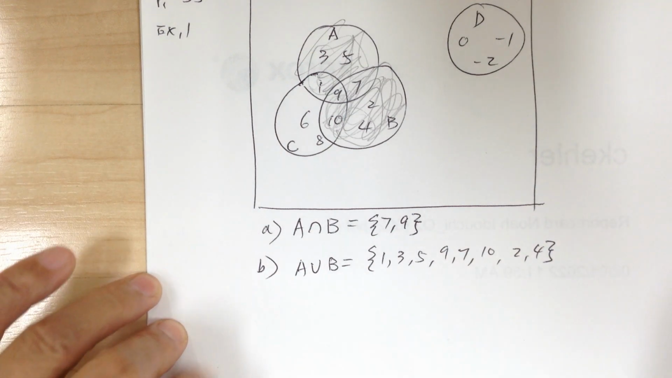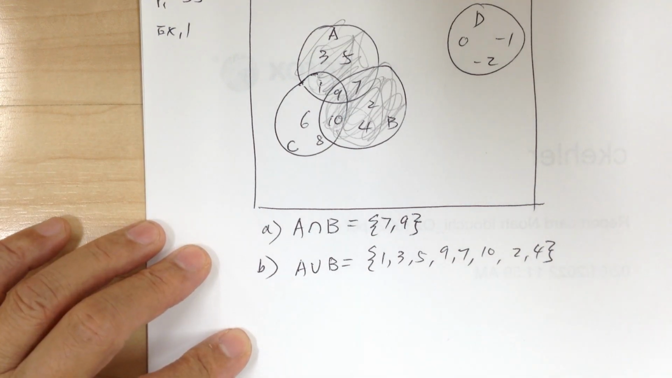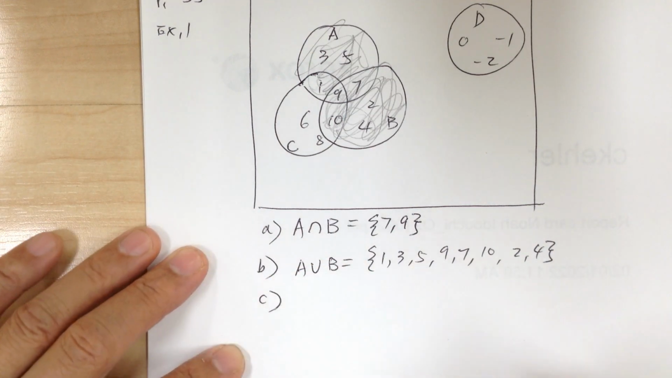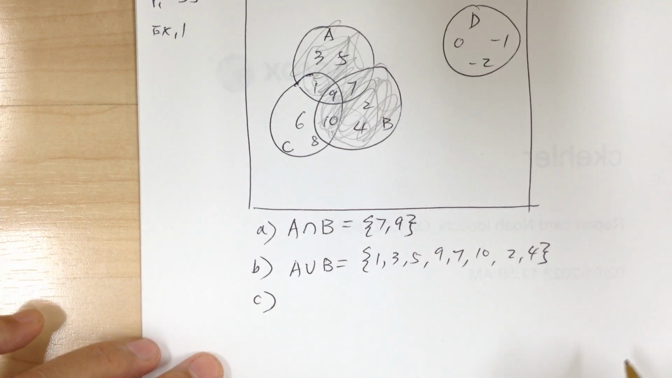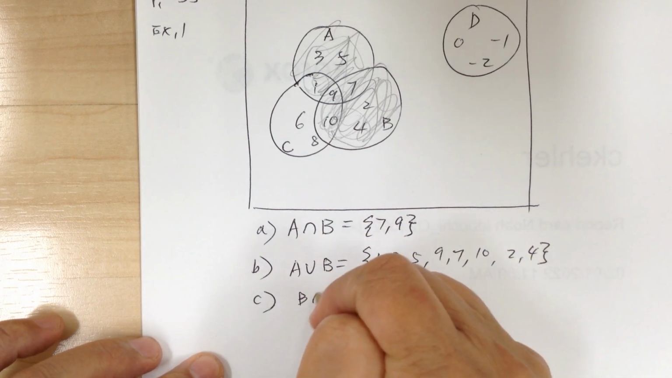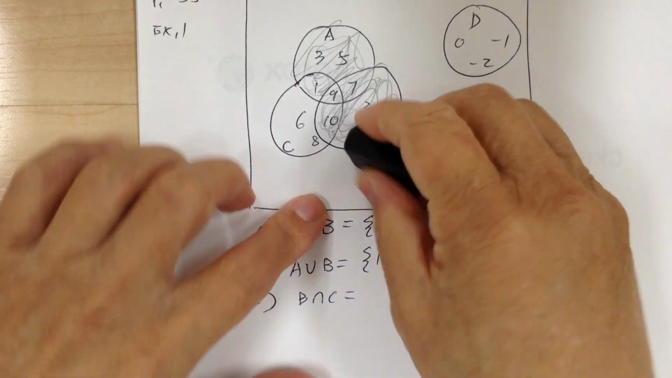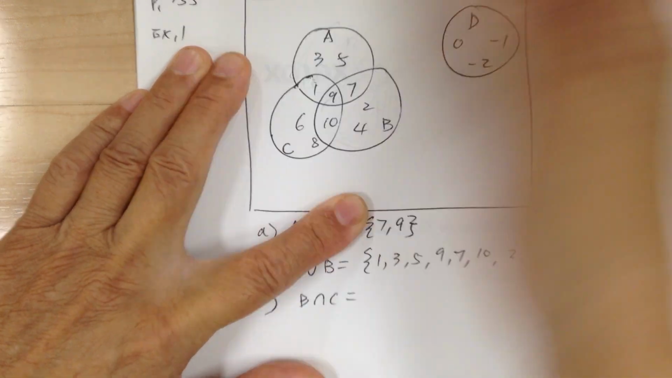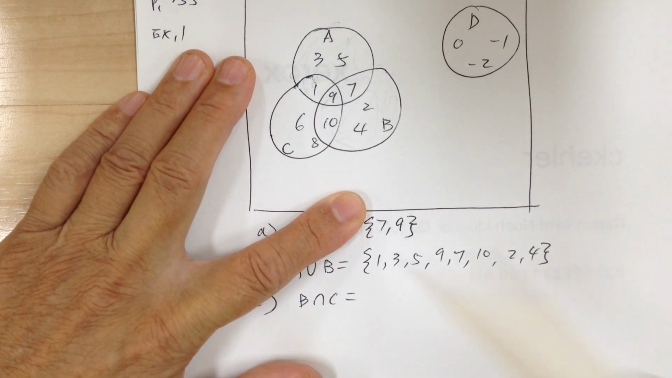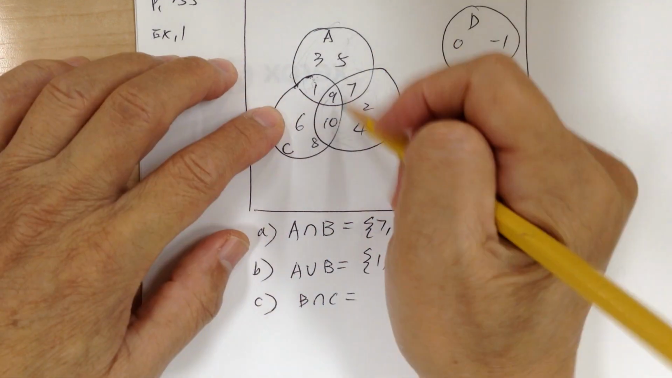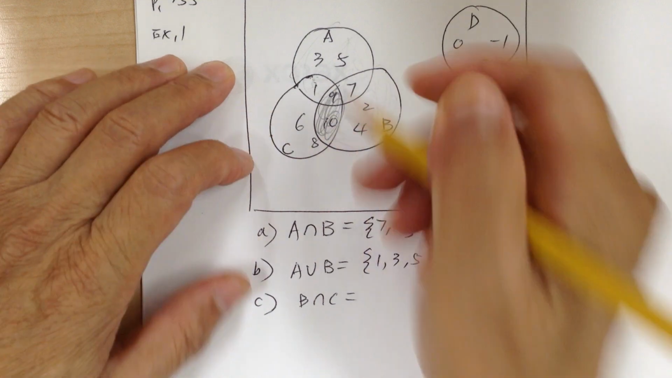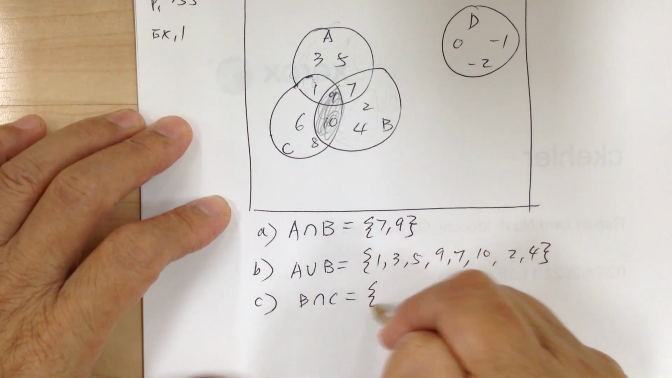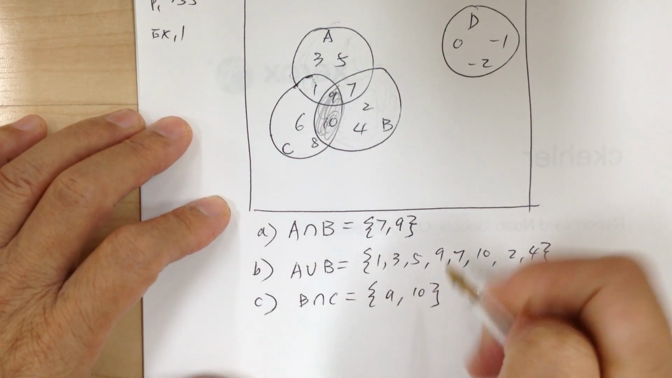Let's go to C. You're looking for B intersect C. B intersect C is in B and also in C, so it'd be this right over here. So this would be equal to 9 and 10.